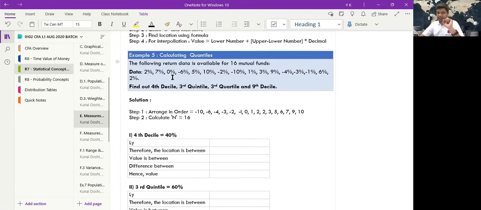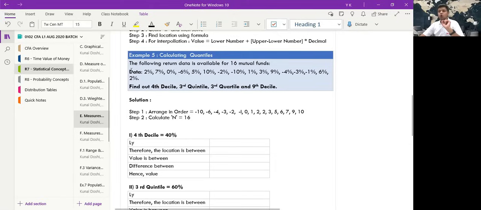The very first thing that we always do with any type of data, if you recollect from histogram also, is that we arrange the data in order because the data is abrupt. I've already arranged the data in ascending order. The lowest one here was -10 and the highest one was +10. So the number of data is 16. Now the first thing we are going to find out is the fourth decile, which is 40%.